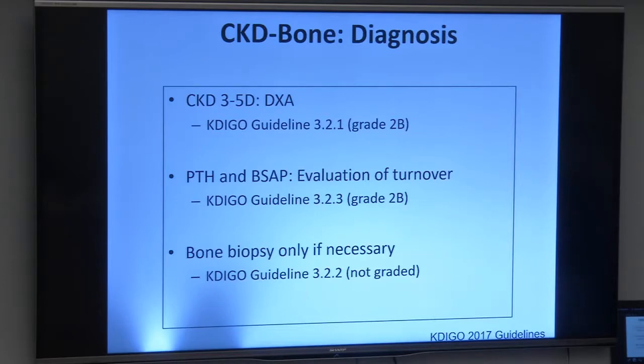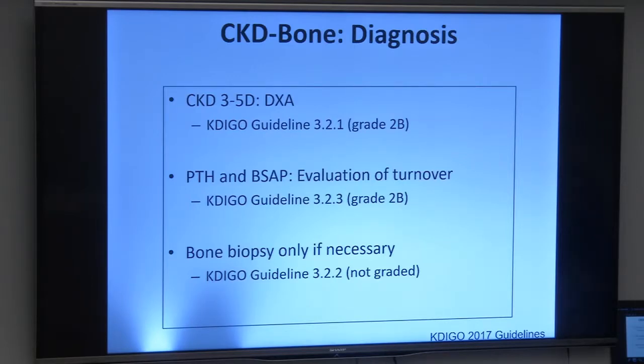If you figure your CKD patients are going to be old and frail, and a lot of them are going to be on immunosuppressants for autoimmune diseases, so they're going to be on steroids, then basically all of them have risk factors that we would screen for osteoporosis. That guideline is graded 2B, which is not the best grade, but it's pretty strong.